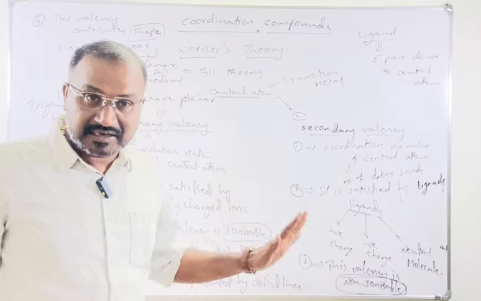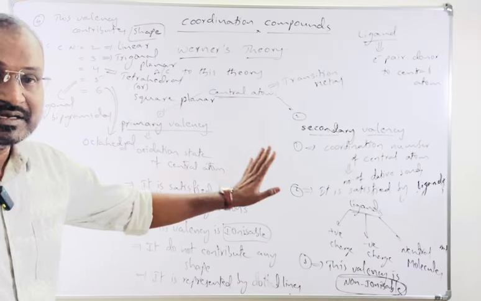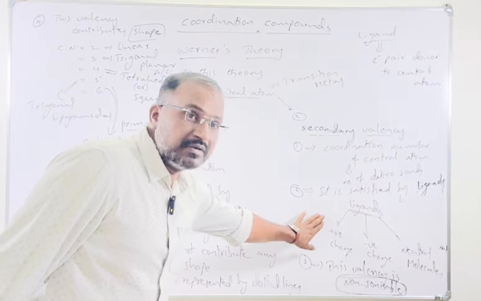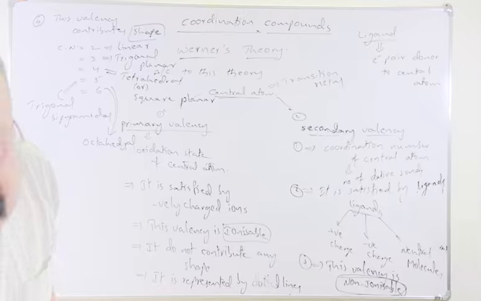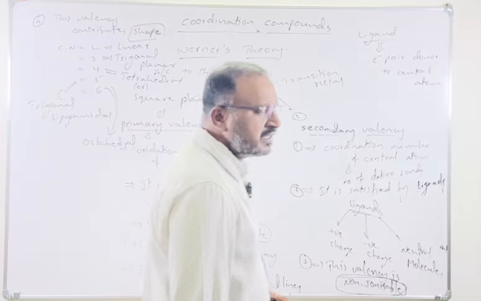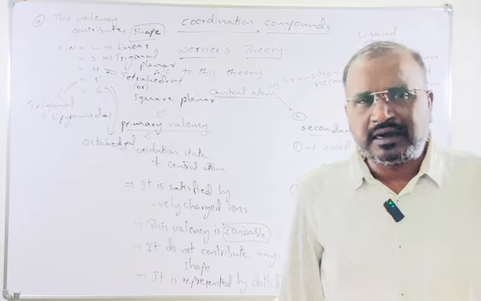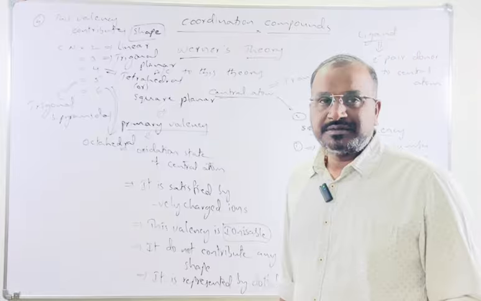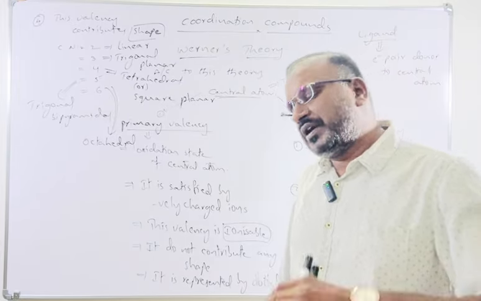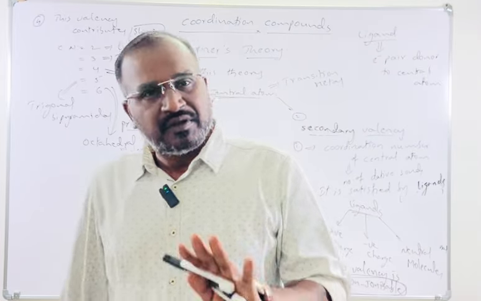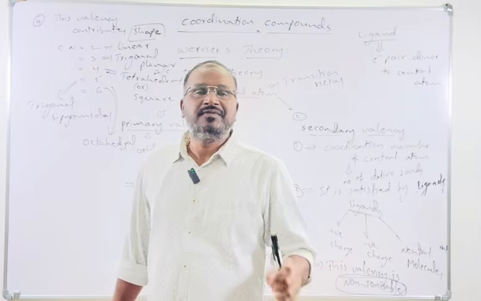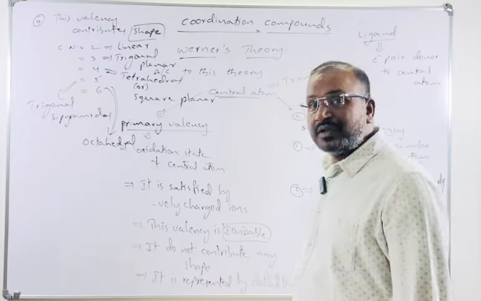This is Werner's theory: primary valency, secondary valency. The non-ionizable valency is secondary valency, and the ionizable valency is primary valency. This is the brief idea of Werner's theory. This is more than enough to solve the problems from Werner's theory. What are the problems? From simple board level to advanced level also, we can solve easily in simple steps. Let's come to the solution.